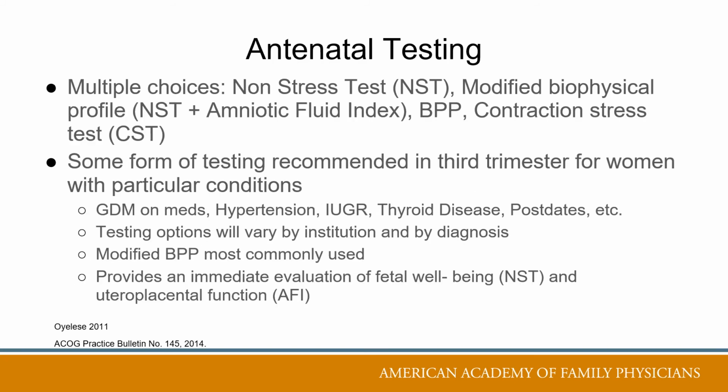There are multiple options for antenatal testing, including a non-stress test, a modified biophysical profile, which is a non-stress test and an amniotic fluid index, a biophysical profile, and a contraction stress test. Some form of testing is recommended in the third trimester for women with particular conditions, including gestational diabetes on medications, hypertension, IUGR, thyroid disease, and post-dates. Depending upon the person who orders the test, there may be some variation in which option would be preferred.